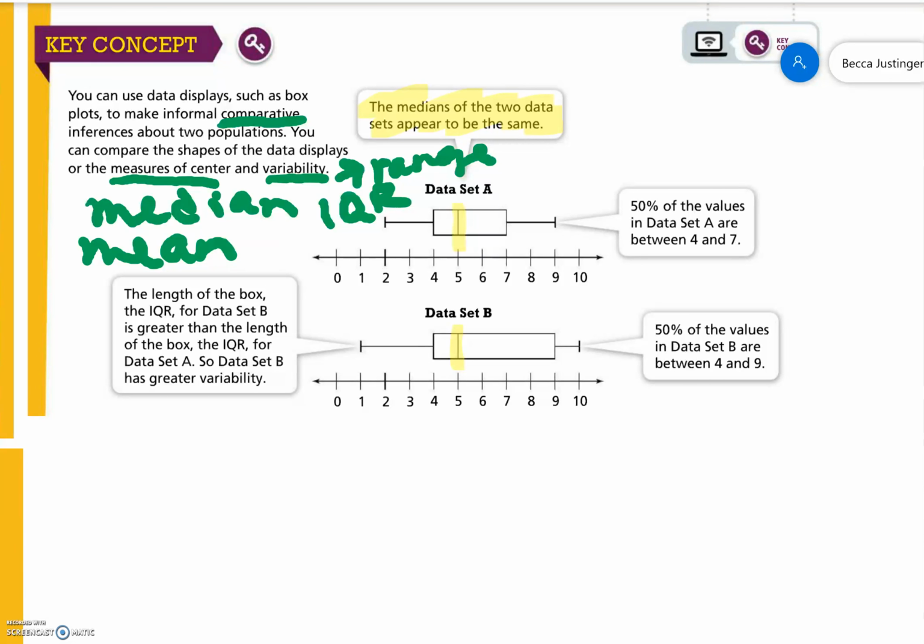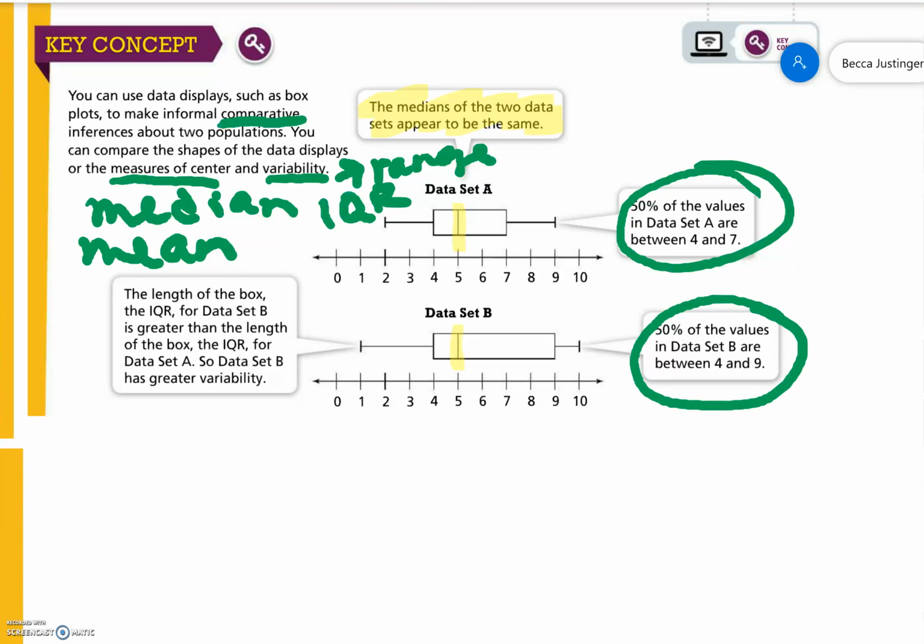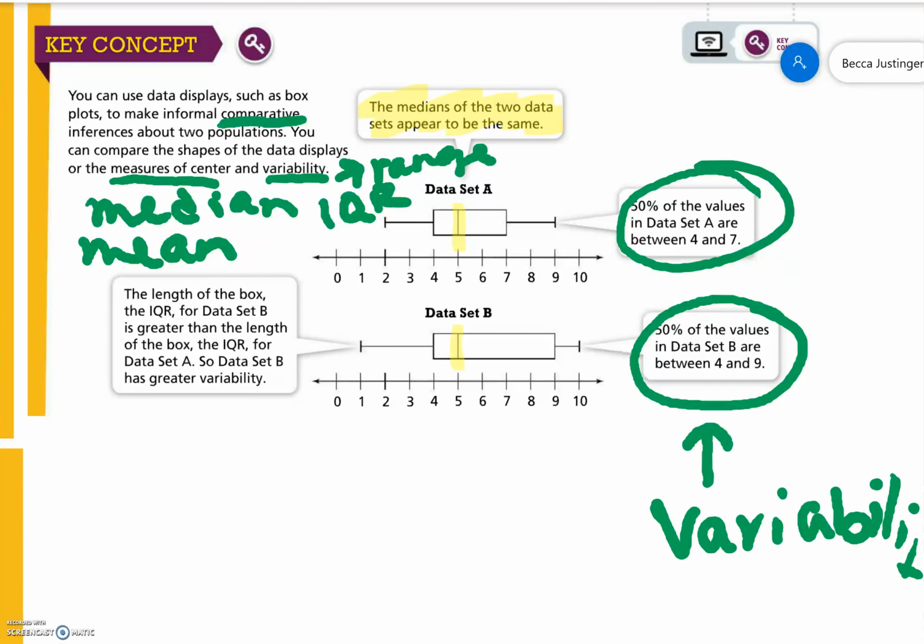50% of the values in data set A are between 4 and 7, and 50% of the values in data set B are between 4 and 9. So data set B has a greater variability. The length of the box, the IQR for data set B is greater than the length of the box, the IQR for data set A. So data set B has greater variability.